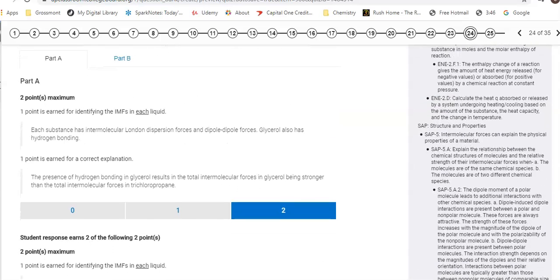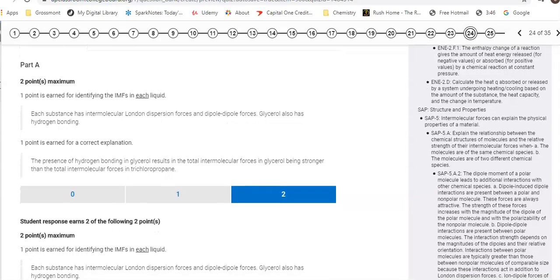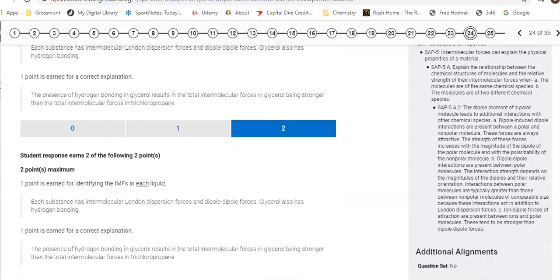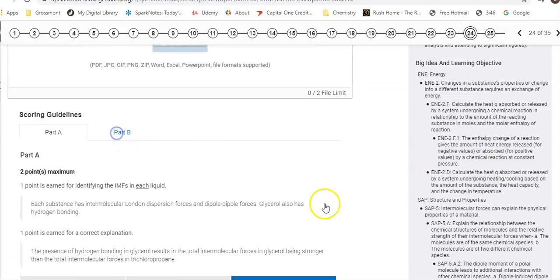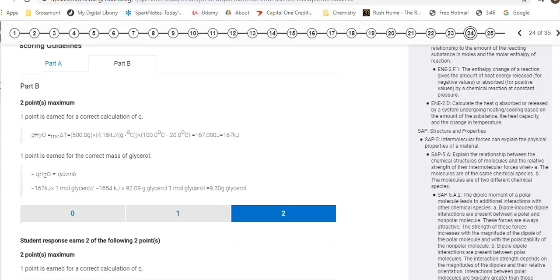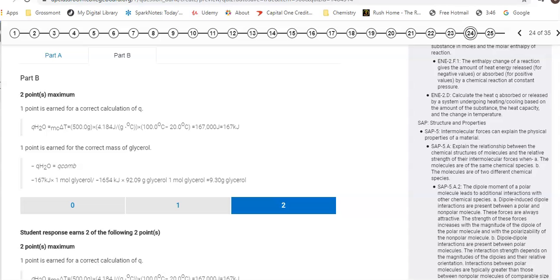Part A. Yeah, it talks about the types of forces there. For the second one, Part B, here they'll show you the calculation. Oh, it's messy, but you can see it. It's what I was telling you. Anyway, it's Q equals MC delta T. You figure out the heat that's required using MC delta T. They give you all three of those variables. You can see them there. And then they figure out the heat required to heat up that much water. And then you figure out how many moles of glycerol it takes, because they give you the one.